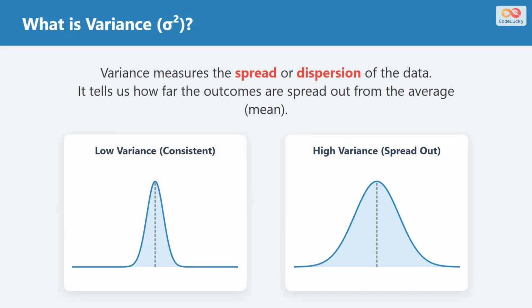So, what exactly is variance? Think of it as a measure of consistency. If you repeat an experiment many times, will you get a result close to the average every time, or will the results be all over the place? Low variance means the results are tightly clustered. High variance means the results are spread out widely. Variance quantifies this spread.